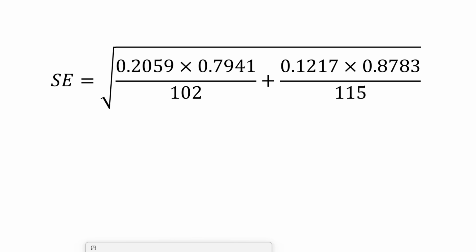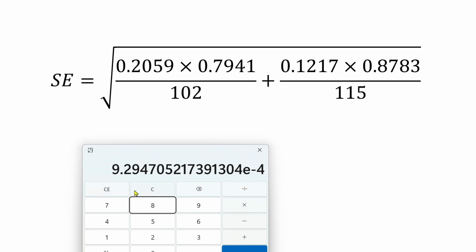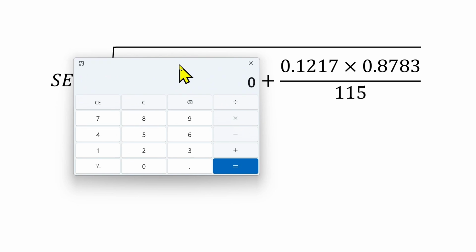If you want to do the calculation in one go, more or less, you need to know how to use the memory function on your calculator. Otherwise, if you want to go through step by step, that's okay too, but there's one issue. You have to know how to deal with the scientific notation. So I'm just going to show you an example of that. Here, I'm going to calculate this second fraction: 0.1217 times 0.8783 equals, and then divided by the sample size.